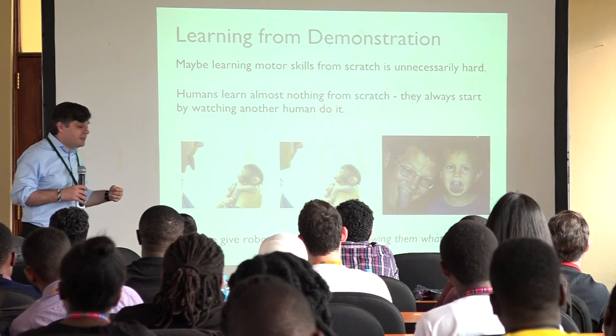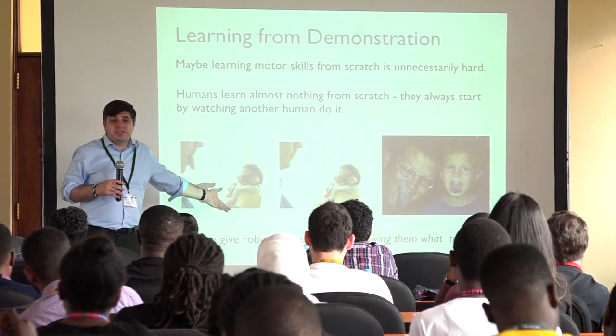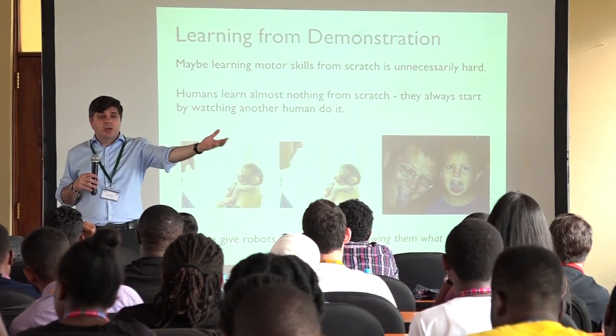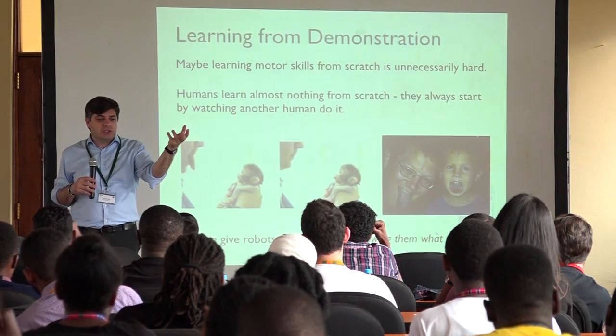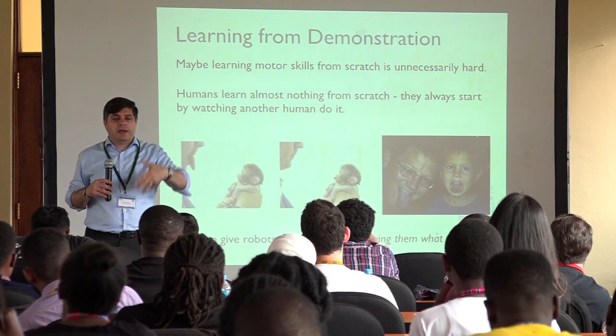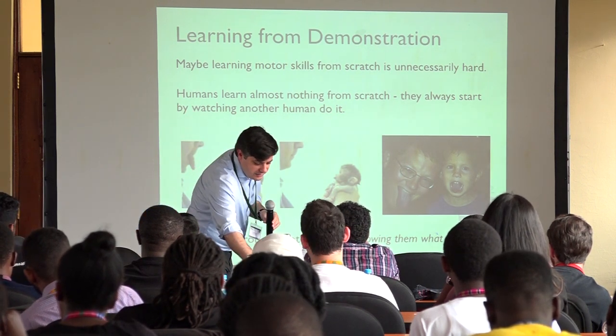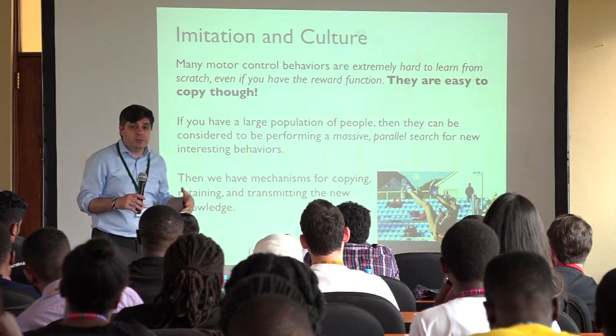And so the idea here is that maybe we can endow robots with the same capability. Instead of having to learn the motor skills from scratch, they can see someone else do them, use that as an initialization, and then say, okay, I'm going to start that way and then I'm going to learn from there on. And there's actually some evidence that this is important to human intelligence as a whole.